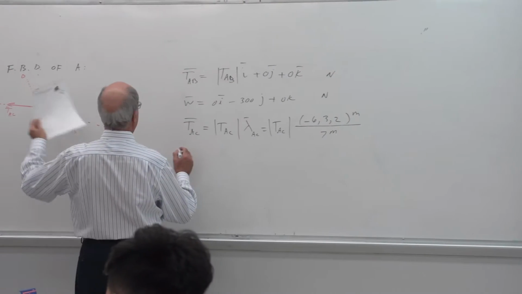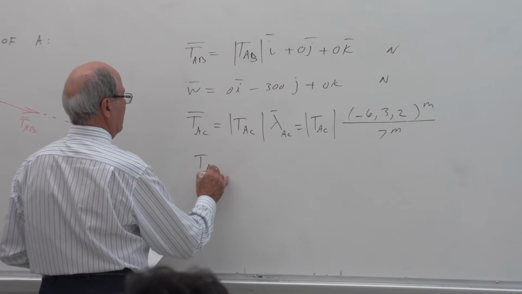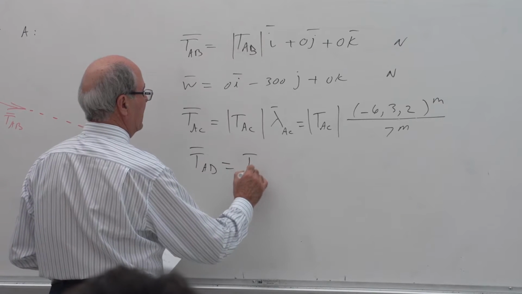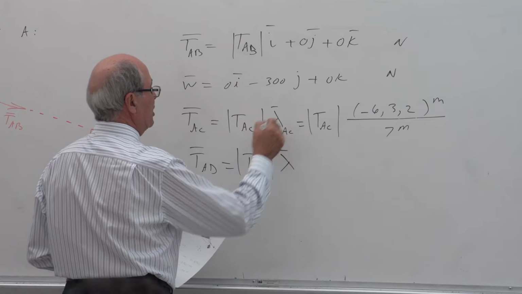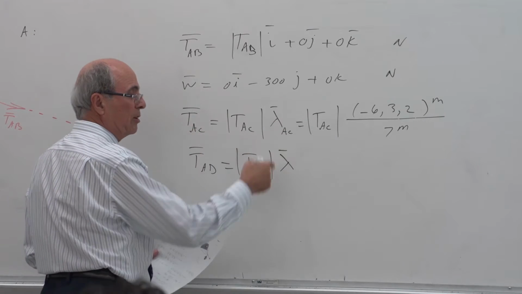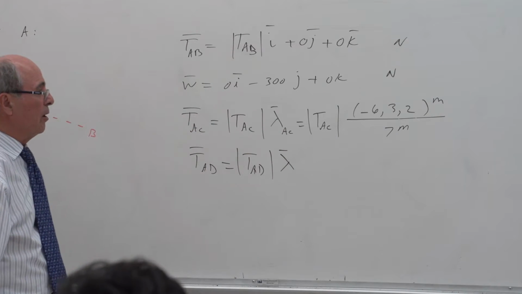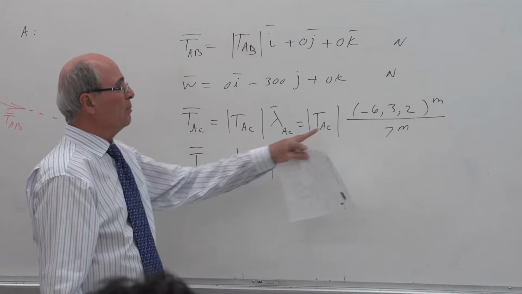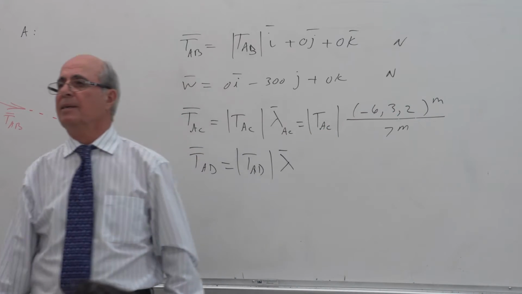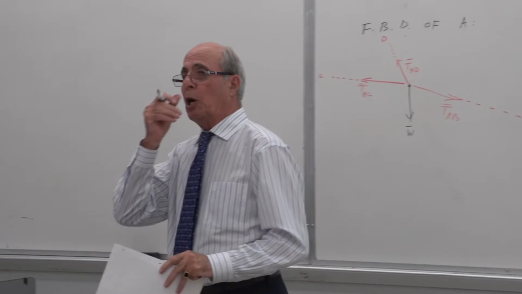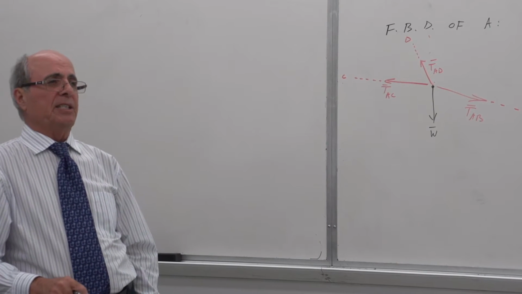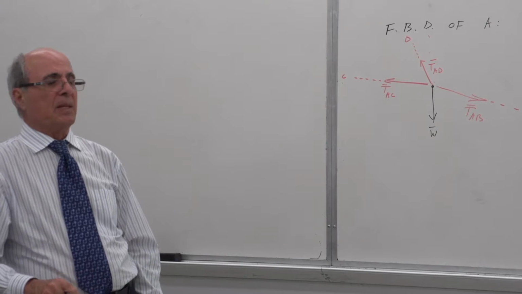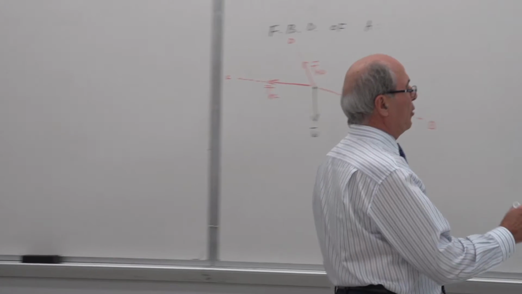And finally, TAB, which is equal to, again, its magnitude times a unit vector. These are magnitudes, these are vectors, and many of you do not follow that. Lambda is a vector. Why? Because it has i, j, and k. Lambda is cosine theta x i, cosine theta y j, and cosine theta z k. Is that correct or not? Yes?